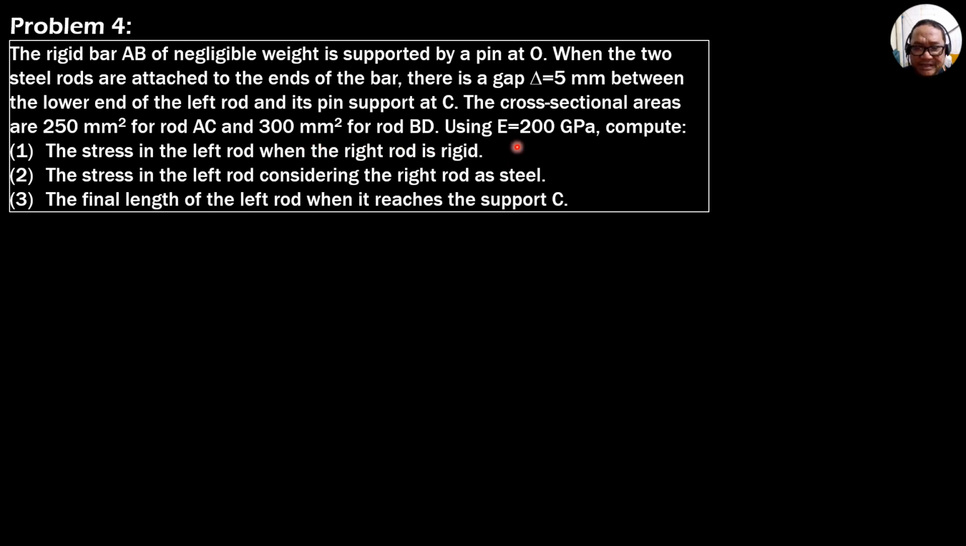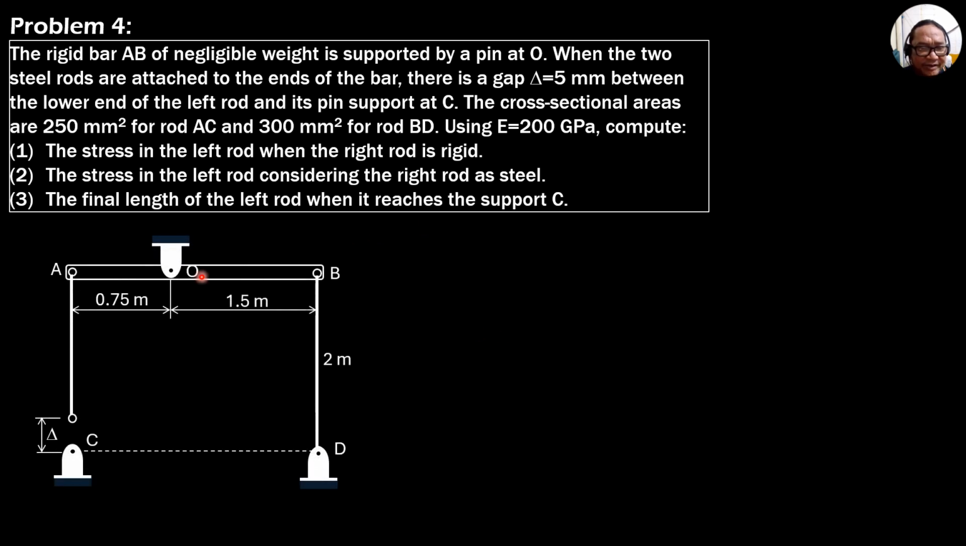Using modulus of elasticity E of 200 gigapascals, compute the stress in the left rod when the right rod is rigid. The stress in the left rod considering the right rod as made of steel, and the final length of the left rod when it reaches the support C. So this is the figure, and this bar here is rigid except for these rods here. But for the first part, this right rod is also rigid.